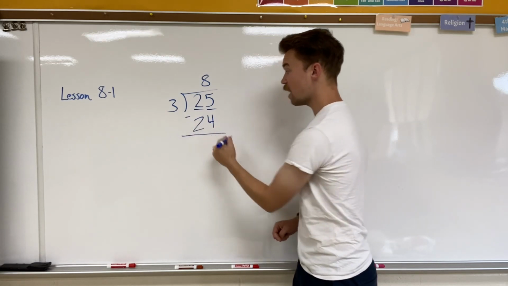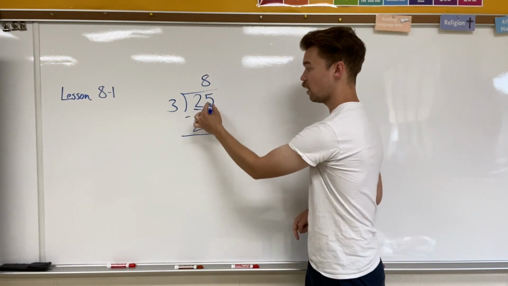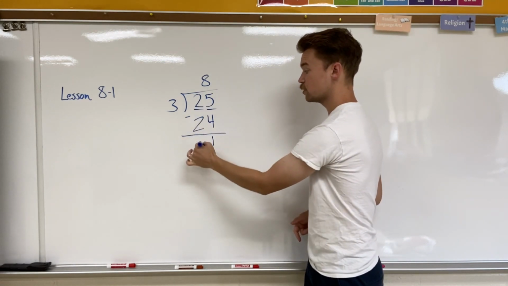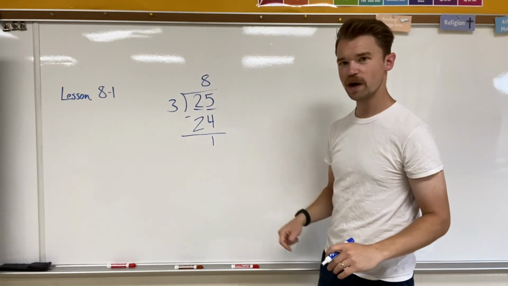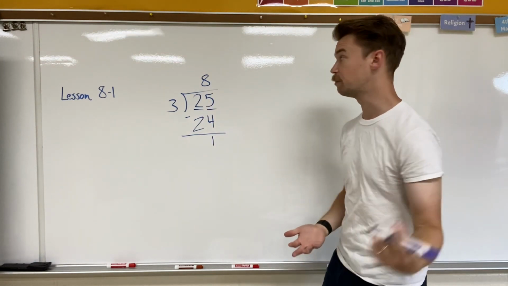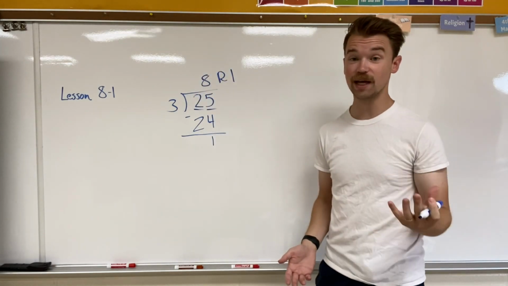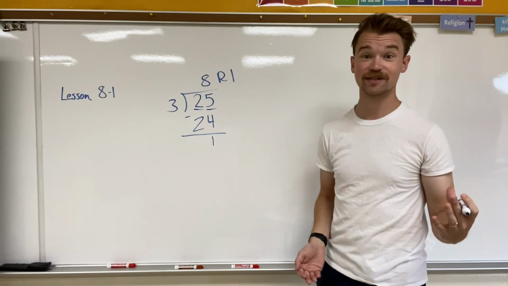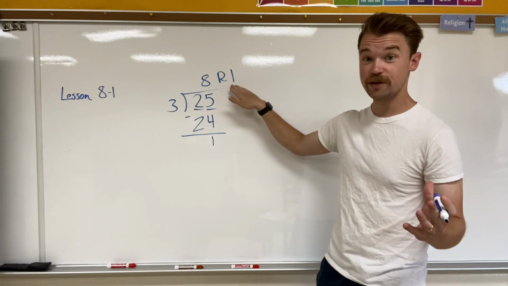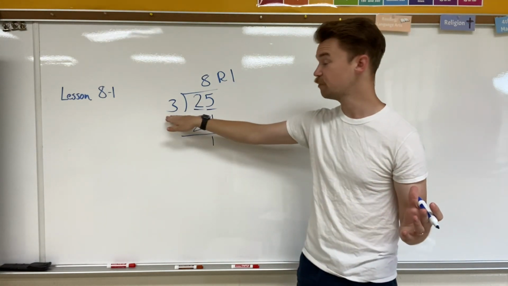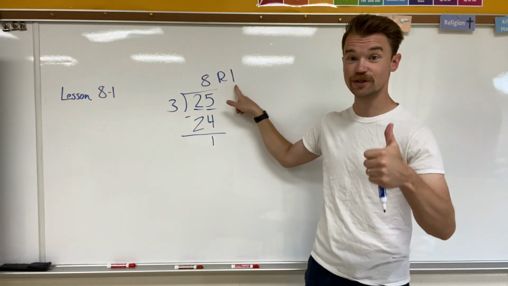Now, I'm going to be subtracting to see how much I have left over. 25 minus 24, 5 minus 4 is 1, 2 minus 2 is 0. I have nothing left over on this side, and I have 1 left over. That 1 left over number is something called a remainder. It is the number that is remaining after we divide and subtract. Now, one thing to note, the rule with remainders is it has to be smaller than our divisor. My divisor is 3, my remainder is 1. That means my remainder is in good standing.